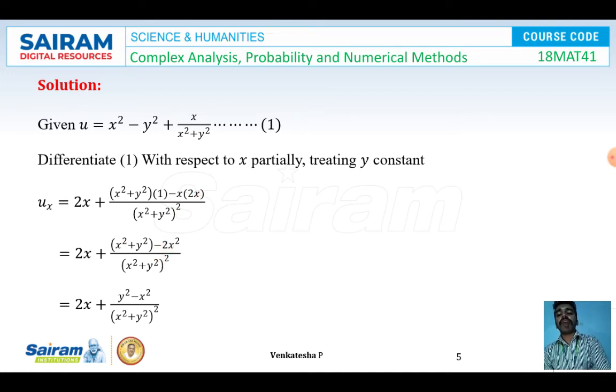On simplifying this, x² gets cancelled here, I got 2x + (y² - x²)/(x² + y²)². This is the value of ux.